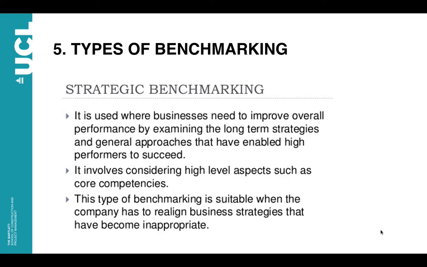Now we are going to explain the different types of benchmarking that we can observe. The first one is known as strategic benchmarking and is based on the need to improve overall performance. The focus here is on observing long-term strategies and general approaches. So we will consider high-level aspects such as core competences. This type of benchmarking is used when an organization wants to realign its business strategy.